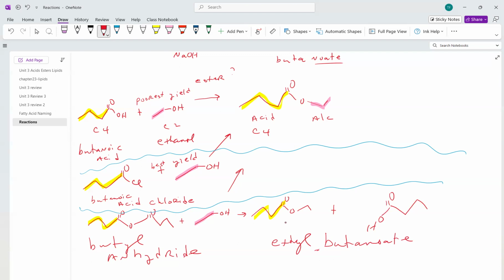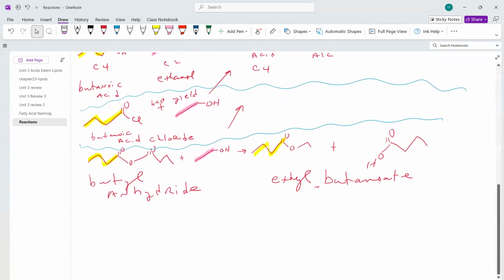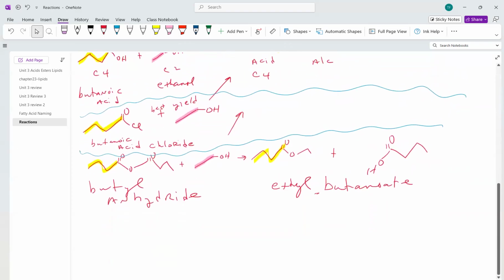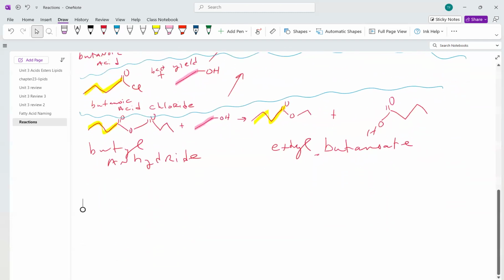Okay, so Tuesday, you're gonna have a lot of naming, a lot of structures, and a little bit of intermolecular forces. And on Thursday is when you can do this kind of stuff. Okay, so 3 ways to make esters. When we get to the next unit, there are 3 ways to make amides as well. Very similar, only it's with nitrogen rather than oxygen.